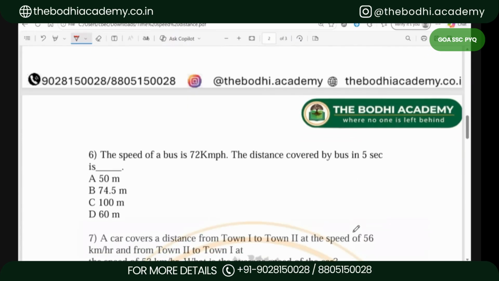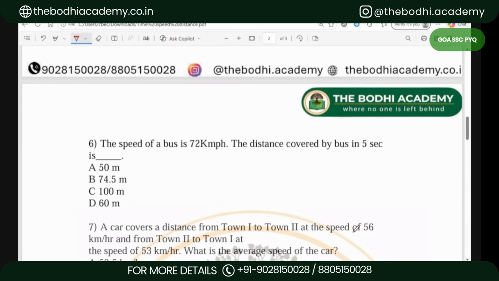Next question, question number 6. The speed of a bus is 72 km per hour. Distance covered by the bus in 5 seconds. Now that is what I was telling. Here the speed is given in kilometer per hour but the answer is asked in seconds. So what do I have to multiply by? As I told, if you are changing kilometer per hour to meter per second, you have to multiply by 5 by 18.